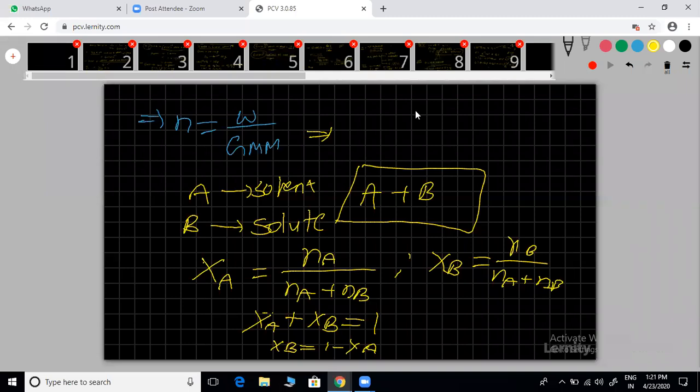We'll try to solve some questions based on these small formulas. All these are concentration methods only. Indirectly we are expressing how much of each component is present in the composition. By using mole fraction, we can calculate the remaining terms also. That's how we see the relations.